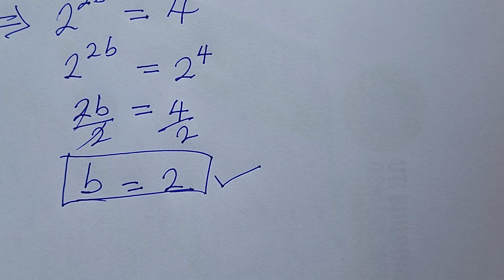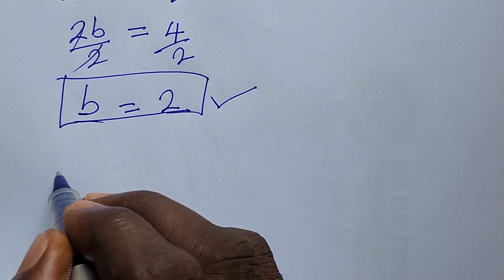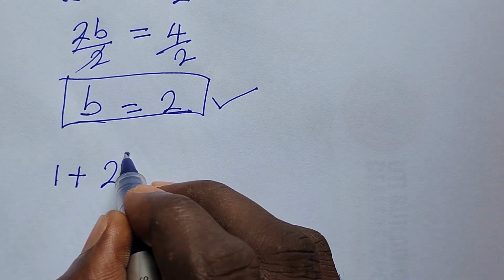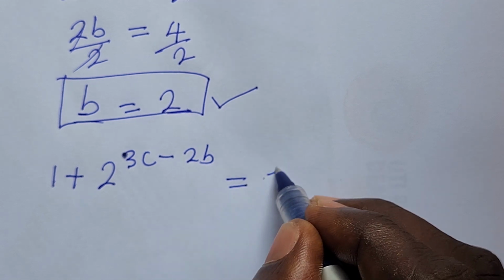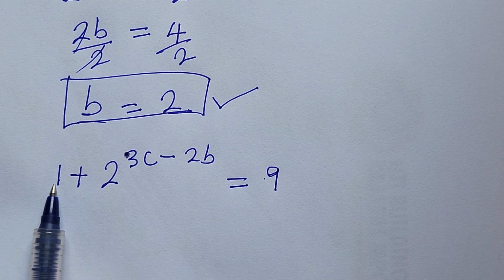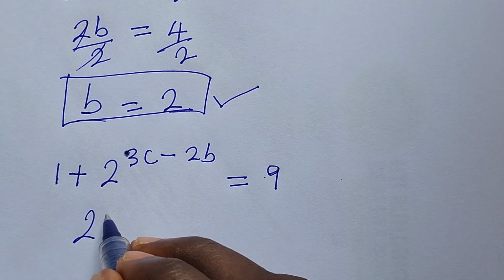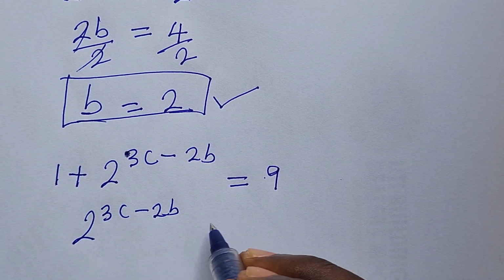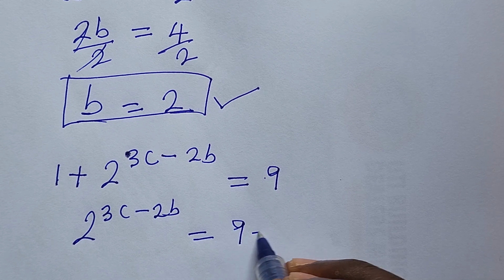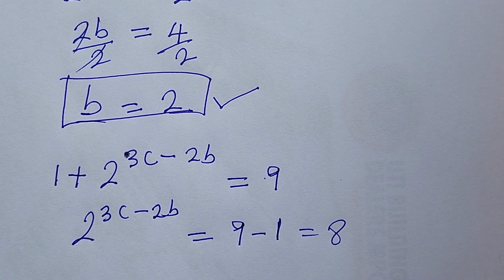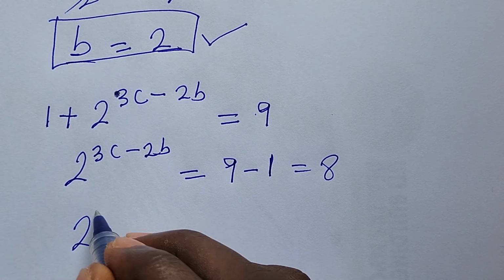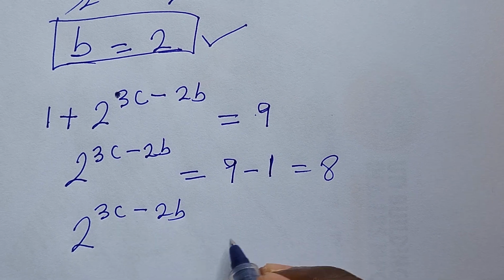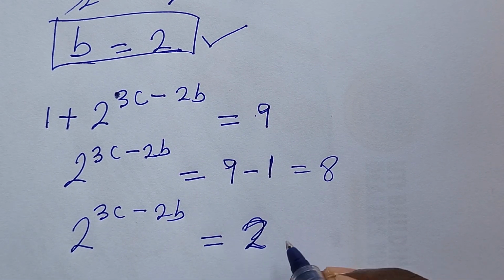So let's go ahead and compare the odd to odd now. Our odd part here is 1 plus 2 to the power of 3c minus 2b. This is equal to our 9. We can now move 1 to this side of the equation, so we're left with 2 to the power of 3c minus 2b equal to 9 minus 1, which is equal to 8. So 8 can be written as 2 to the power of 3, right? So we now have 2 to the power of 3c minus 2b is equal to 2 to the power of 3.